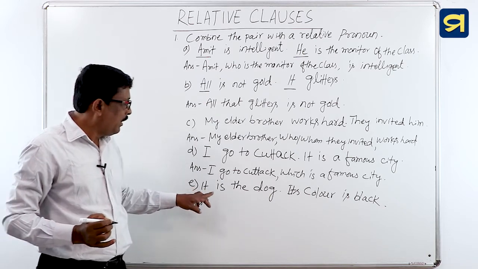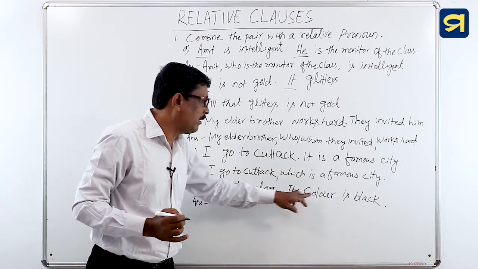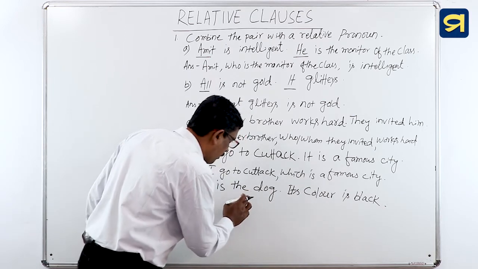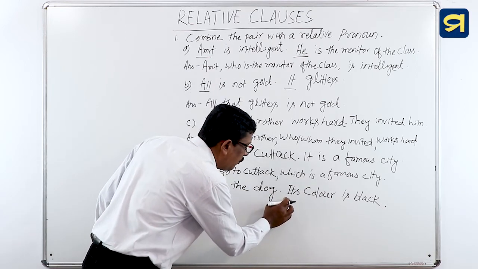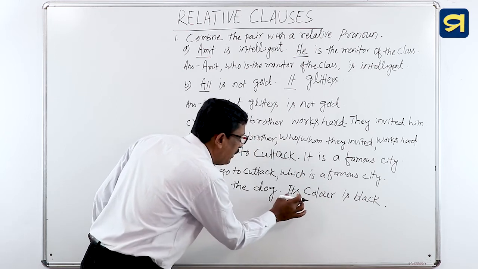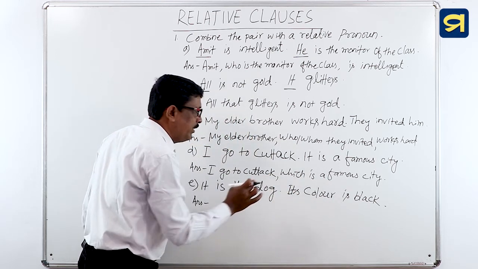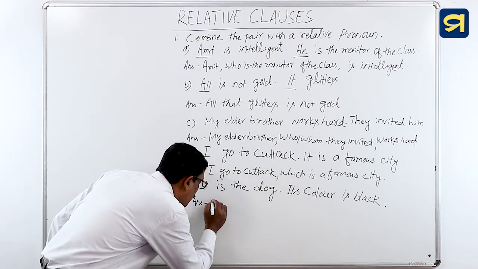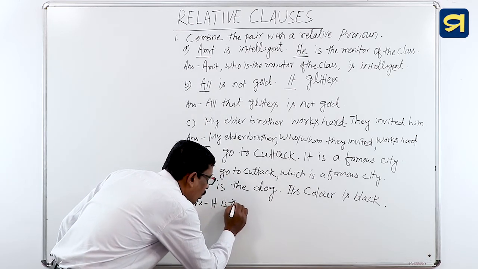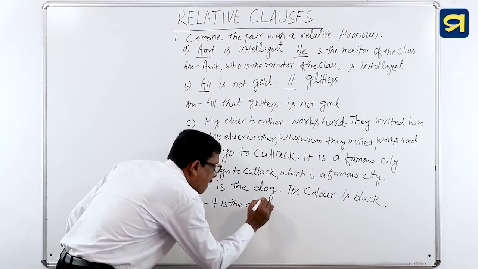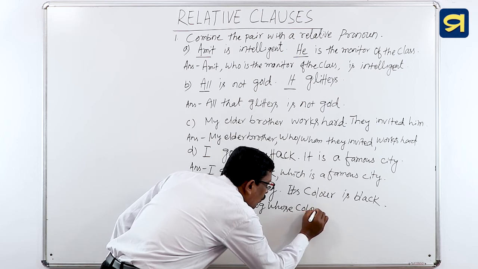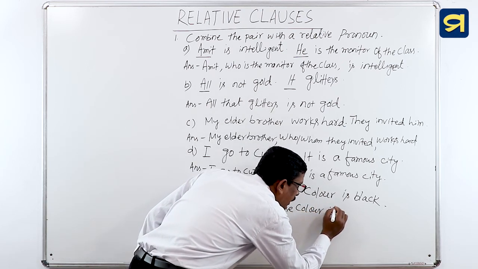E. It is the dog. Its color is black. Very good. Here the dog represents the word its color. Here its means a possessive word. So instead of the possessive word, here whose is used. It is the dog whose color is black.